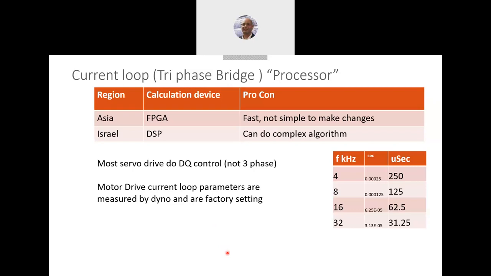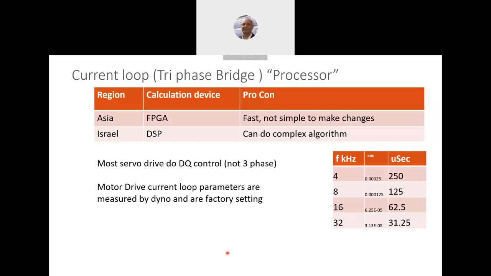Processor of the three-phase bridge, just again speaking about worldwide. Servo drives from Asia usually like to use an FPGA to do the current loop. It's very fast, but it's not simple to make changes. In Israel, we like to do algorithms, so we use a DSP to do the current loop, and we can do a complex algorithm.